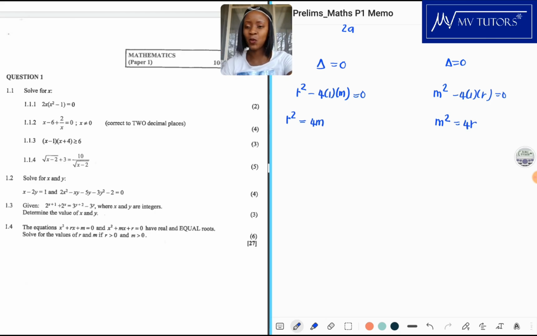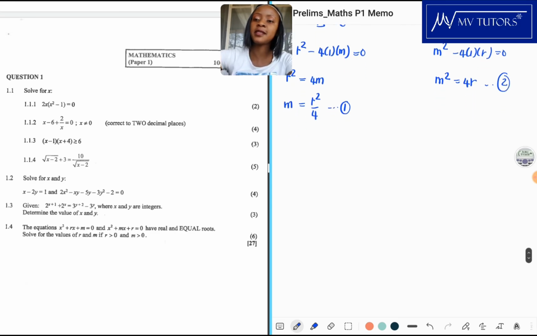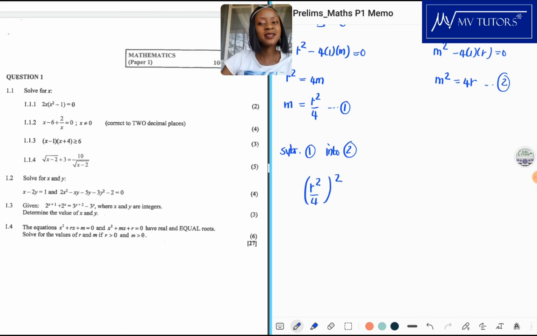Let me use m. Let me say m is equal to r squared over 4. That's my first equation. I'm going to substitute my first equation into my second equation. So m is r squared over 4, so I have r squared over 4, all of that squared, because that is m squared, which is equal to 4r.